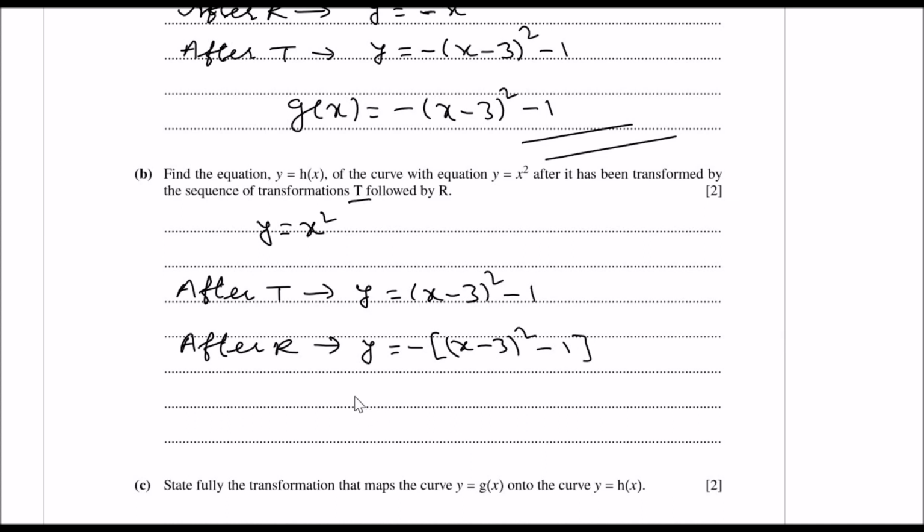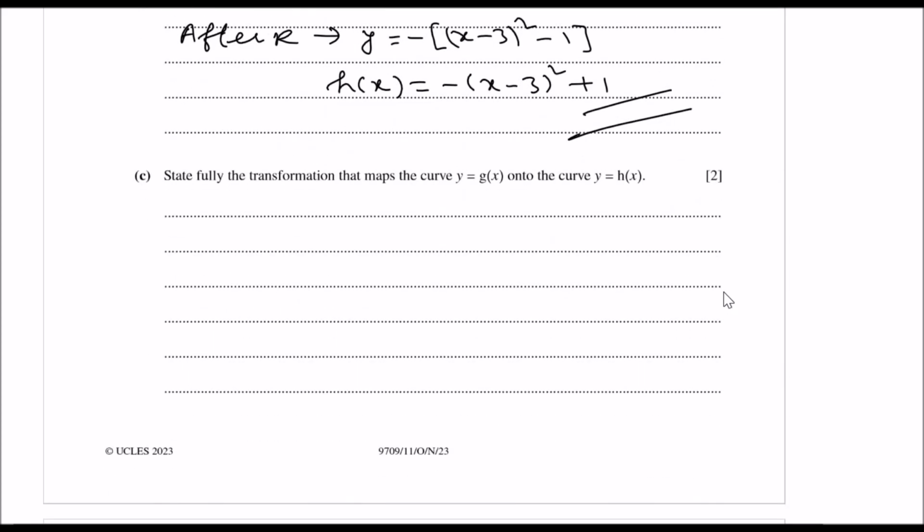Now if you open this, we get h(x), that is equal to minus (x minus 3) whole square, and because of this outside minus, inside minus this 1 becomes plus 1. That's the answer.